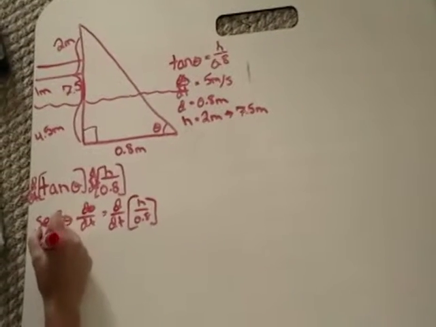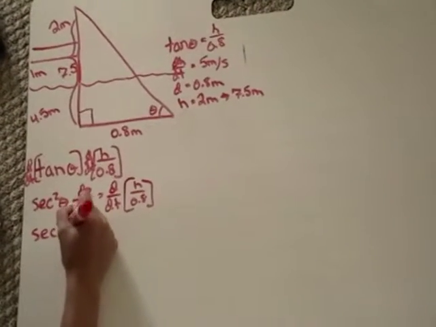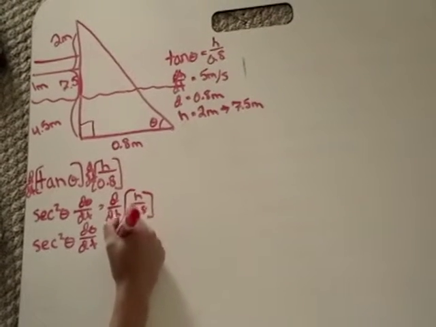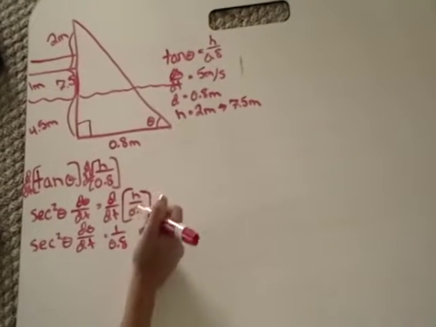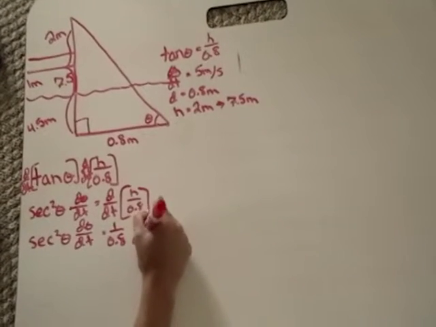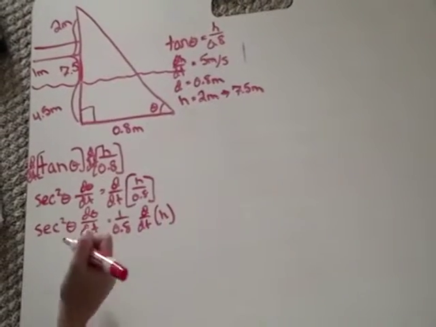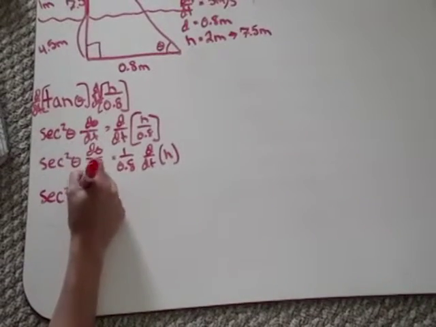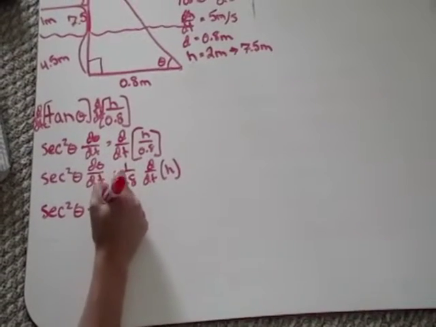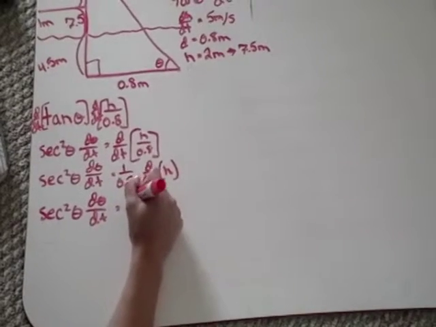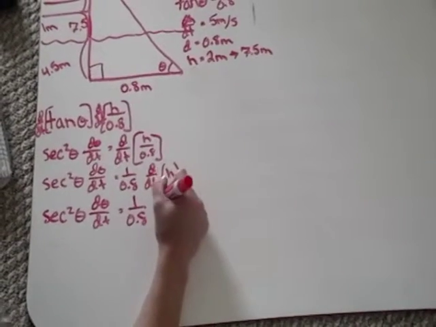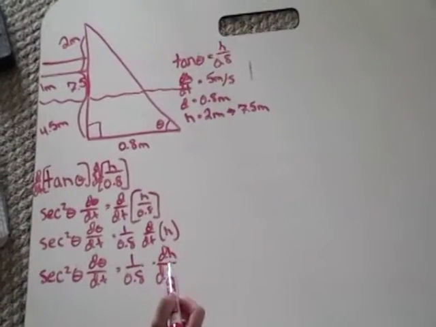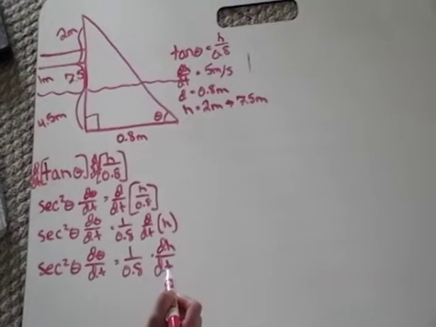Now we'll work on the other side. Secant squared of theta d theta dt is equal to 1 over 0.8, taking out the constant, times the derivative of h. Continuing to work on that side, you can rewrite it as secant squared of theta times d theta dt is equal to 1 over 0.8 times dh dt. This is good news since we're given the amount for dh dt at this point in time.